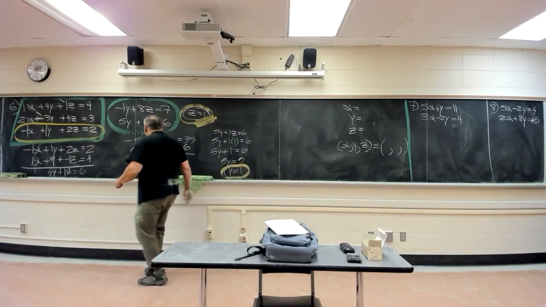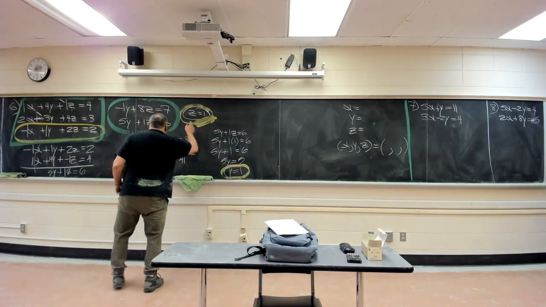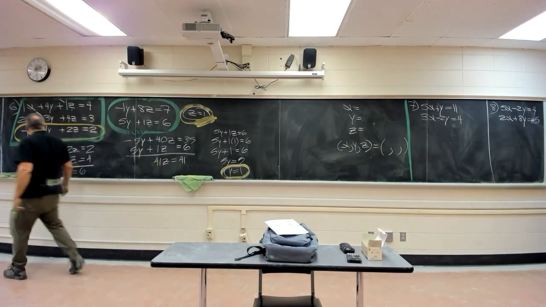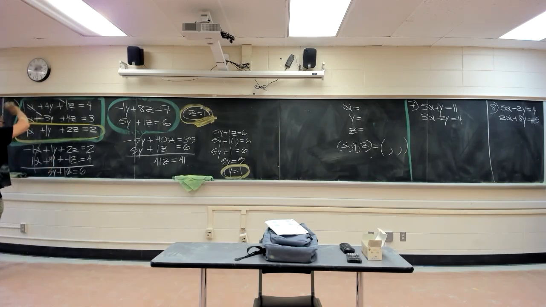Y equals 1. If y equals 1 and z equals 1, why don't you find your way into one of these 3 equations? Any one of these 3 equations will make it work. This was probably the easiest one to look at. Let's see what's going on. Let's look at the last one, the negative 1x plus 1y plus 2z equals 2.